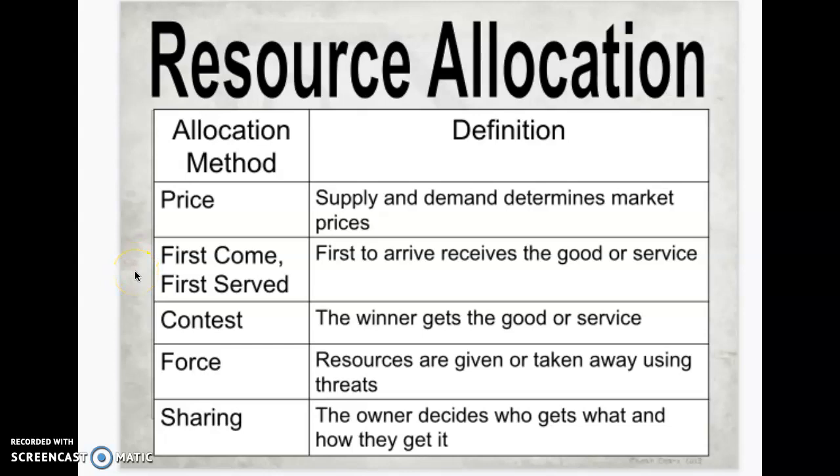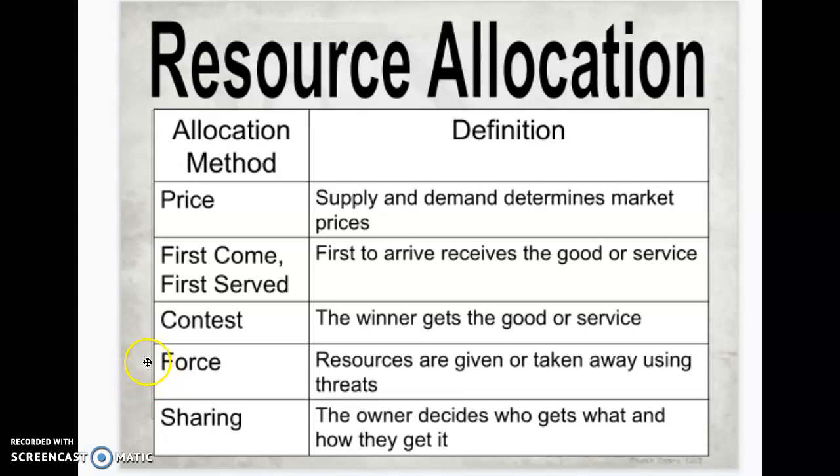If we had 5 chairs in our classroom, I could put a price on those chairs and I could say, all right, who wants to pay me for these chairs? You're the ones who get them. Or we could say first come, first serve. First one to arrive in the classroom, you get the chairs for the day. Or we could have a contest where the winner gets the good or service. So we could say, all right, let's go see who can make the most free throws. You're the one who gets the chairs for the day. I could apply force. So I could have resources given or taken away using threats. So if you don't sit in this chair today, you'll have to stay after school.